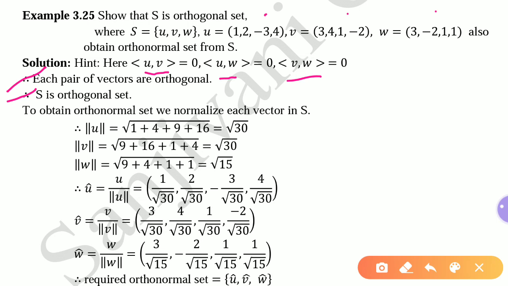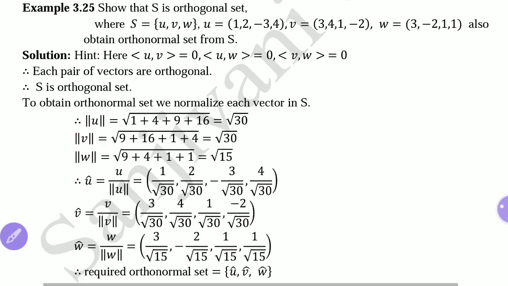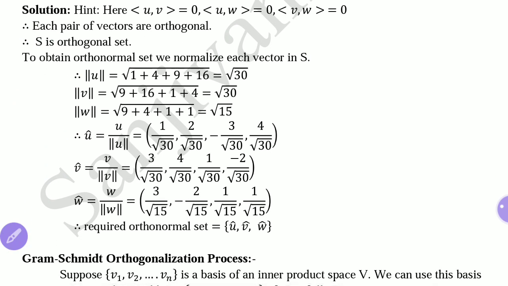Now we will obtain the orthonormal set. For that, we divide each vector by its norm so that it becomes a unit vector. That process is called normalization. Let us calculate the norm of all three vectors and divide every vector by its norm. We get u cap, v cap, w cap, and these newly obtained vectors are the required vectors of the orthonormal set.